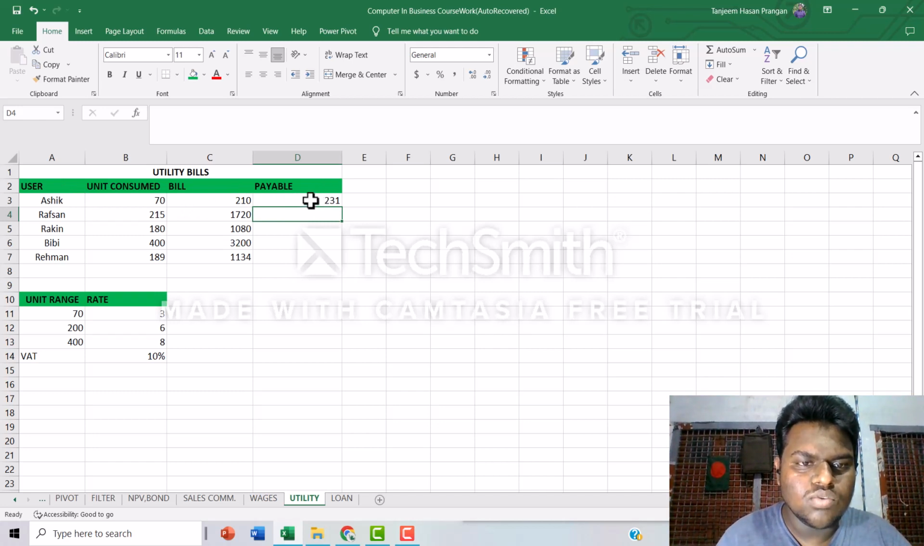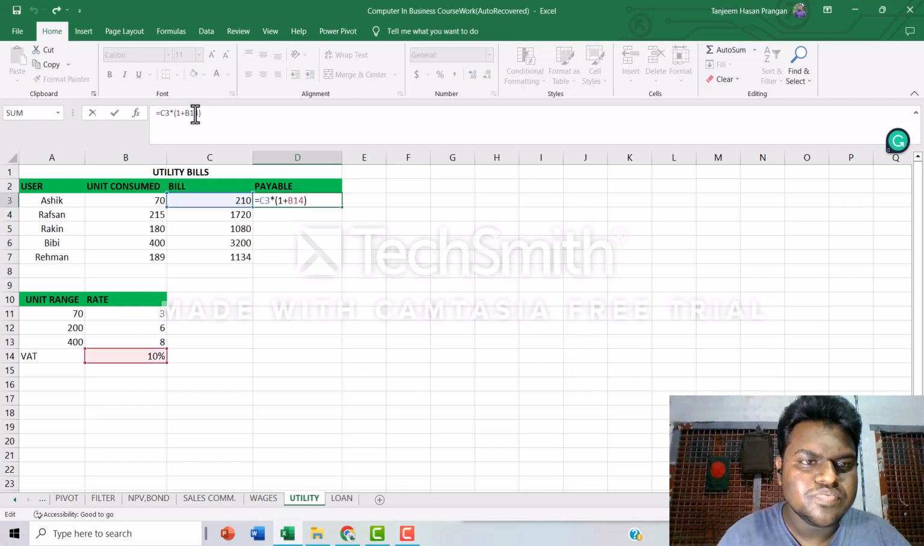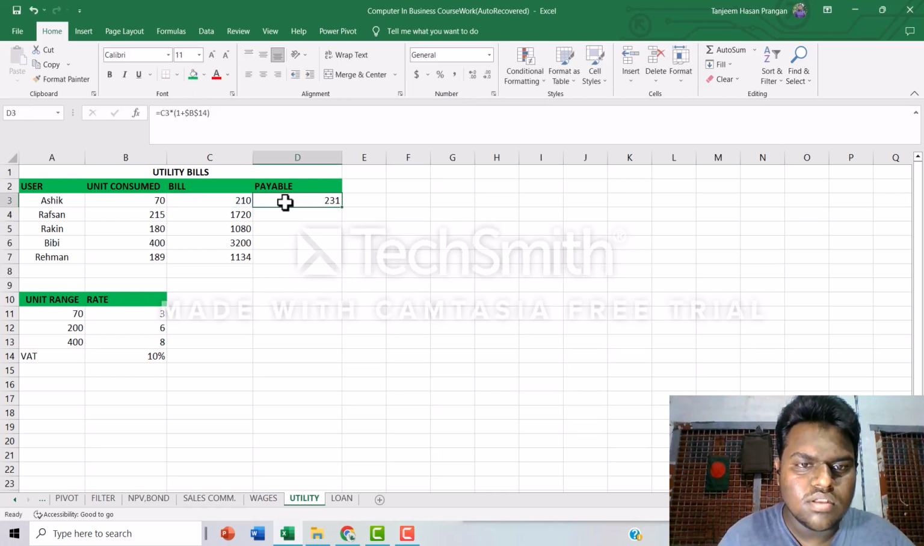So we would like to know the other payable amounts now. So we are going to fix this amount because the VAT will be fixed for everyone. This we have done now. Then we would like to drag this down till Rahman. Yes. So this is their amount. This is the payable amount of their utility bill.